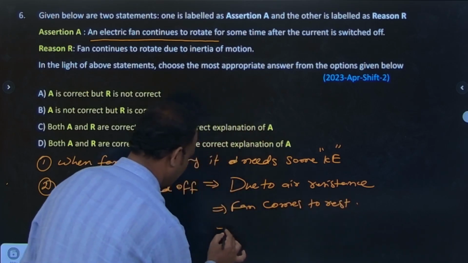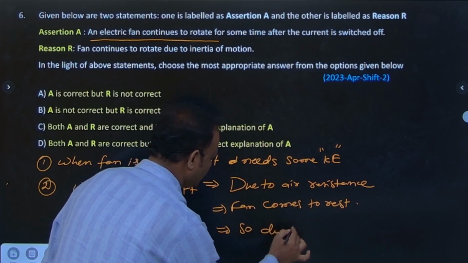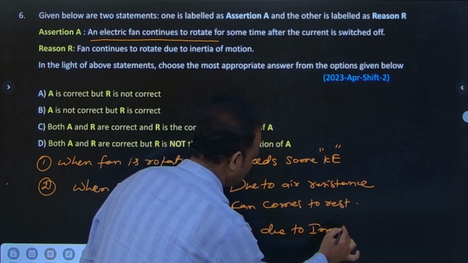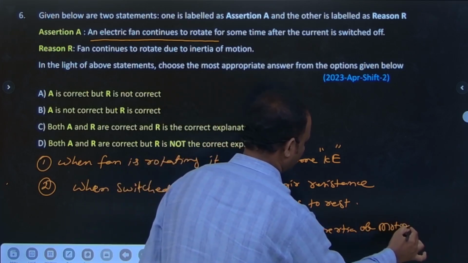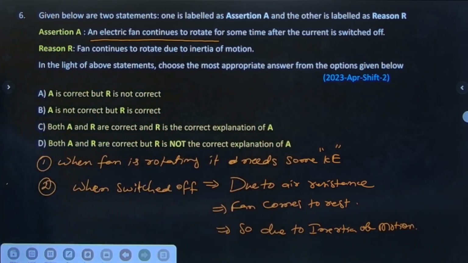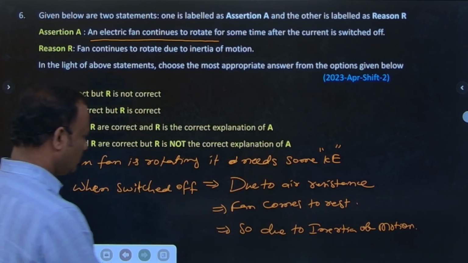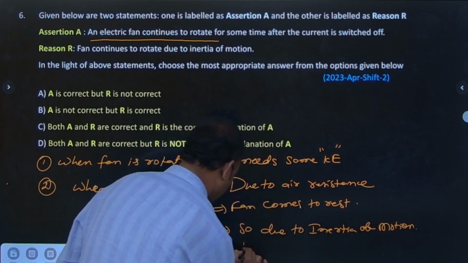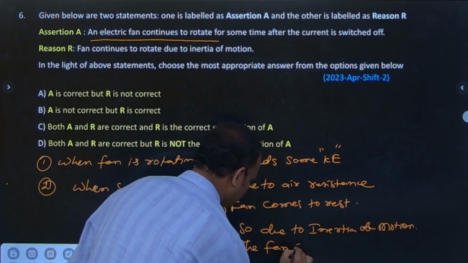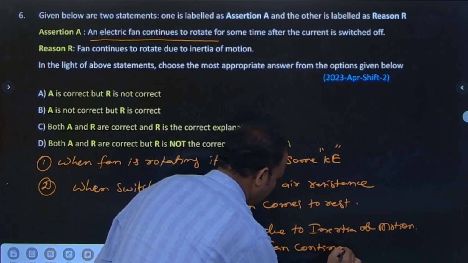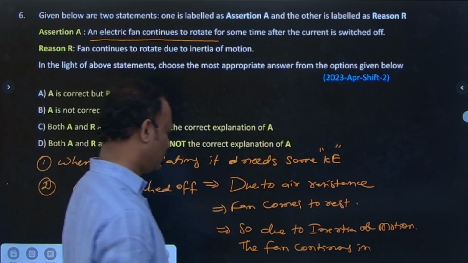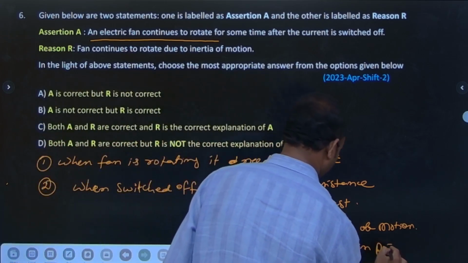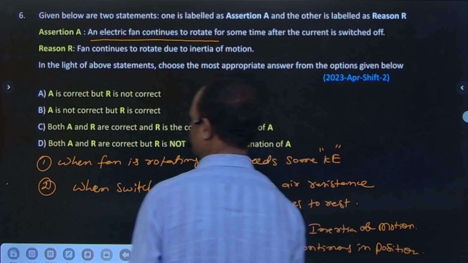So due to inertia, so we can say, due to inertia of motion, the fan continues in motion. Otherwise, when it is switched off, it comes to rest. So in the given position, what is your answer?